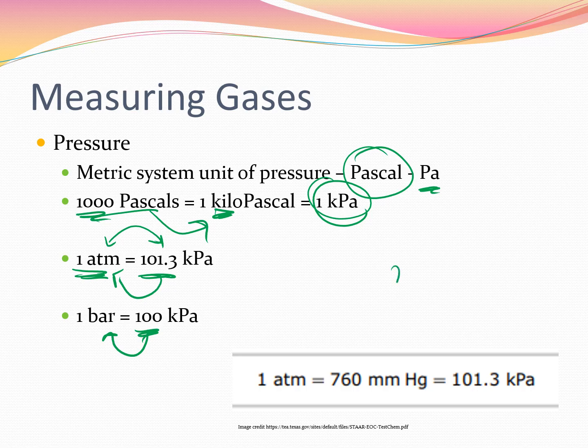You don't actually have to memorize all of this. Some of it you do need to memorize, but the rest of it is listed on your handy-dandy constants and conversions list on your periodic table. 1 atmosphere is equal to 760 millimeters of mercury is equal to 101.3 kilopascals.